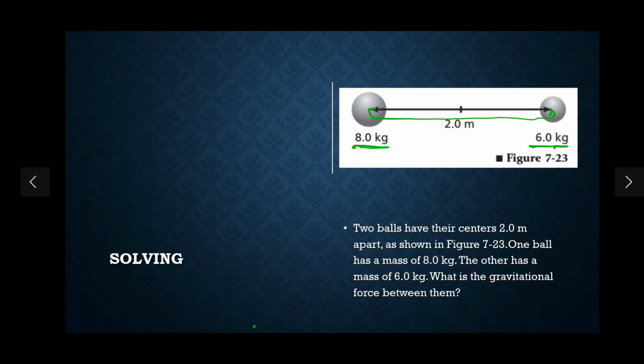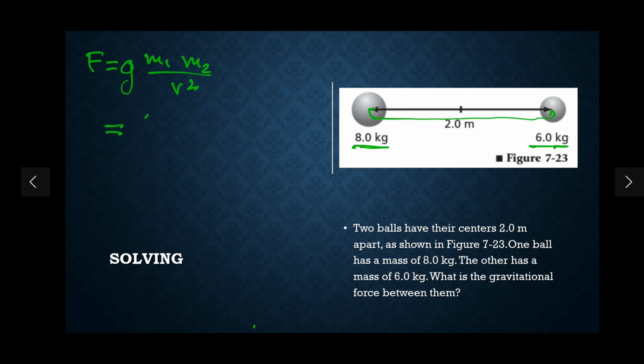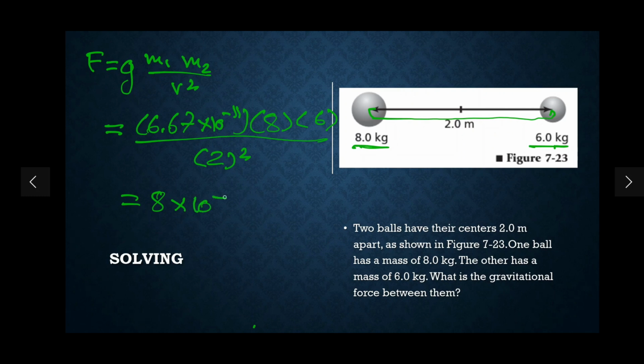Let's solve. Since F equals G m1 m2 over R squared, then we could say that equals 6.67 times 10 to the power of negative 11 times 8 times 6 over 2 meters squared. That gives us 8 times 10 to the power of negative 10 newtons. So the gravitational force between these two balls is 8 times 10 to the power of negative 10 newtons.